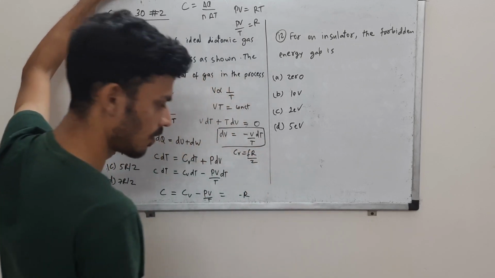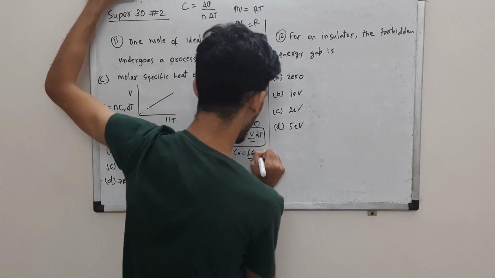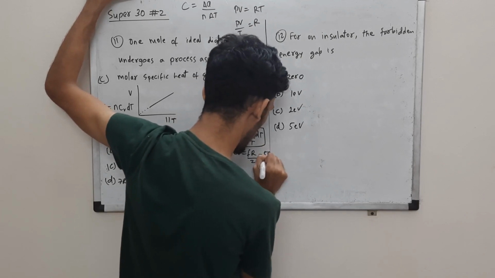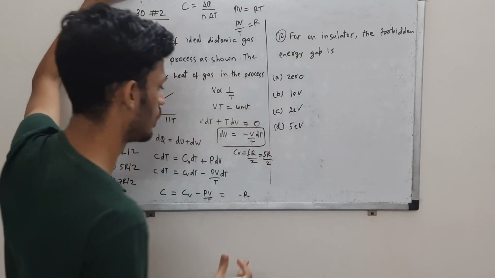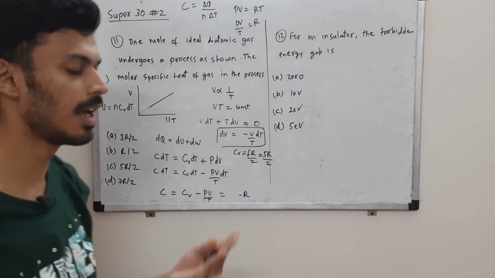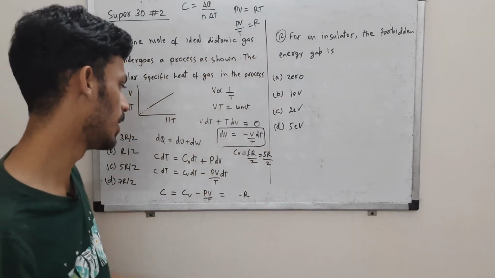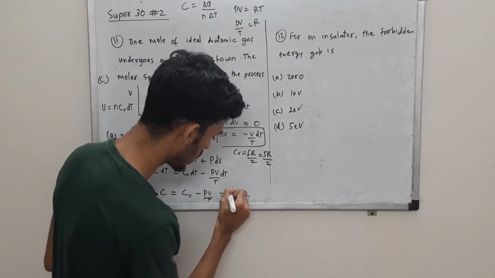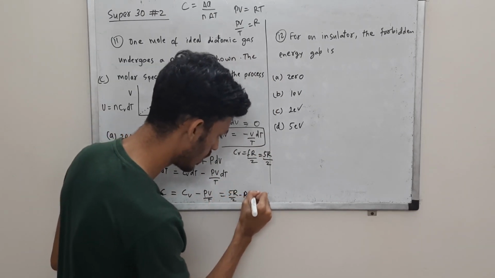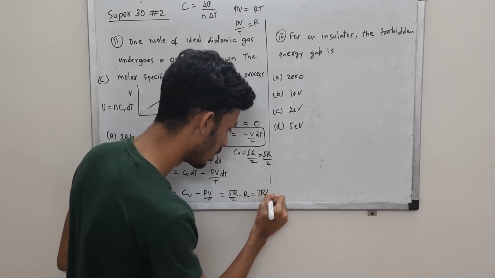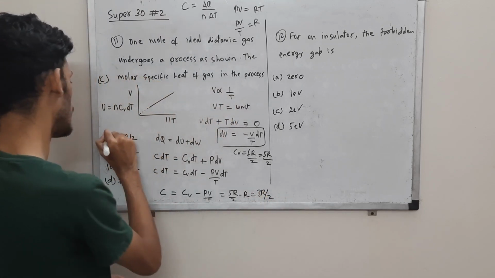In terms of degrees of freedom, fR by 2. F is 5 for a diatomic gas, we have x, y, z and 2 rotational degrees of motion, right? So 5R by 2 minus R, so that is 3R by 2. So the correct option over here is option A.